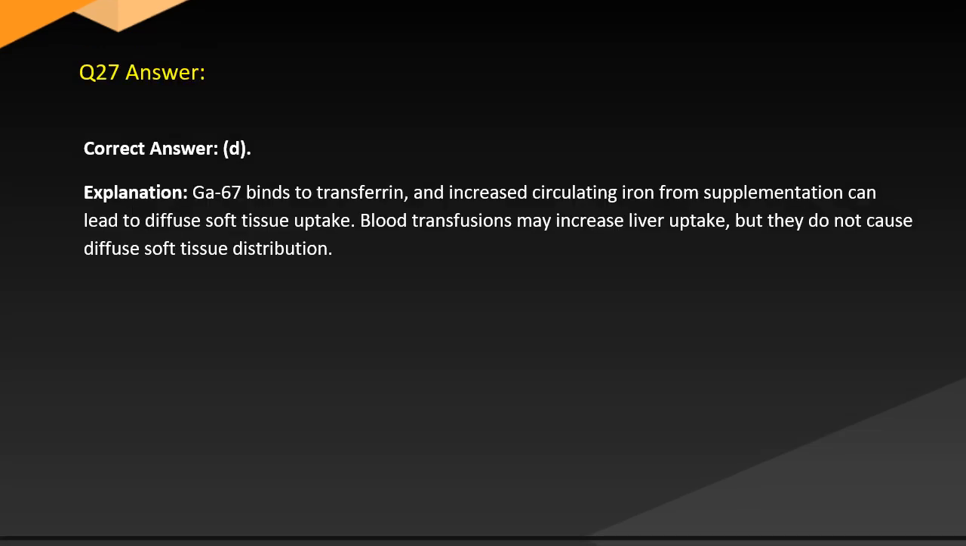Answer. Correct answer: D. Explanation. Ga-67 binds to transferrin, and increased circulating iron from supplementation can lead to diffuse soft tissue uptake. Blood transfusions may increase liver uptake, but they do not cause diffuse soft tissue distribution.